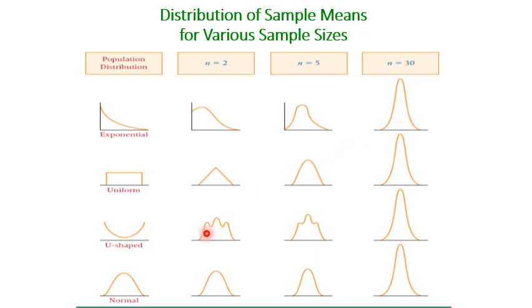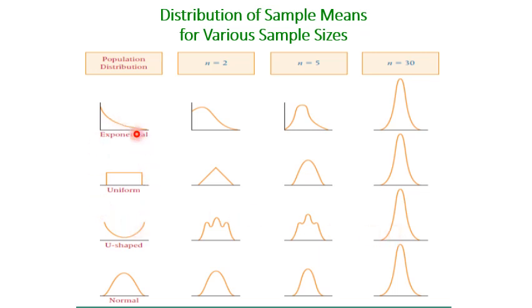Okay, let's take another example. If we are sampling from a U-shaped distribution, then the sampling distribution of x bar, when we select small samples of size 2, it's clear that this distribution does not look like a normal curve. When we are taking samples of size 5, then the shape is not normal. When we are taking samples of size 30, then the shape of the sampling distribution of x bar is like the normal distribution.